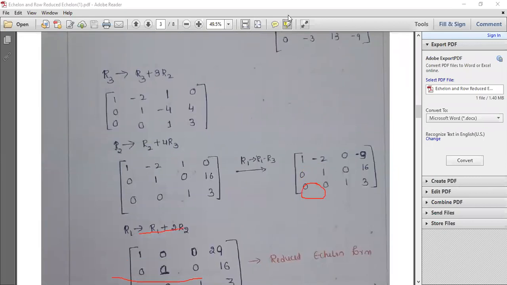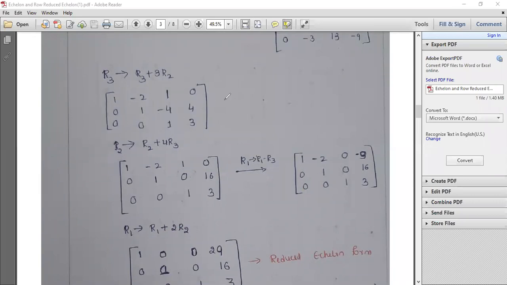Now once we get this, I want to make this 0. R2 has to change. Already I have got this 0. What I'll do now is R2 changes to R2 plus 4 times R3. This element I want to make 0, so I'm going to use this R3: R2 changes to R2 plus 4 times R3.